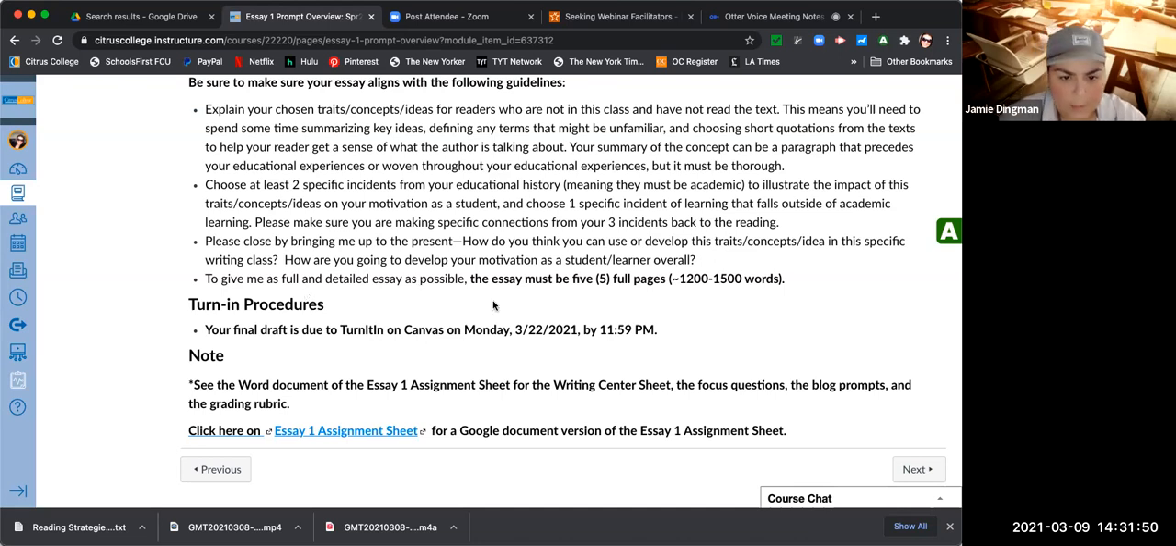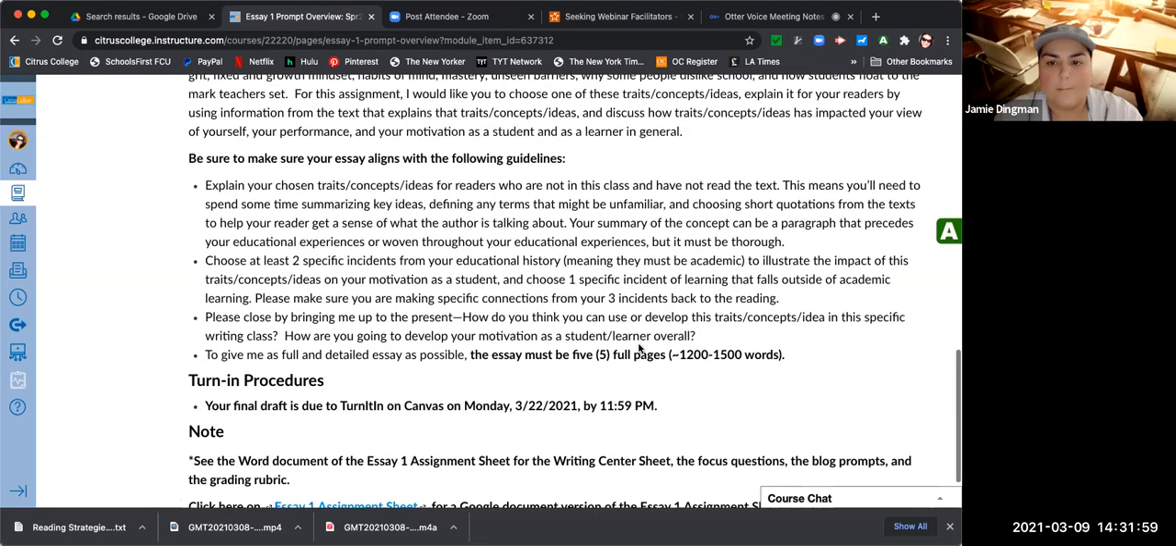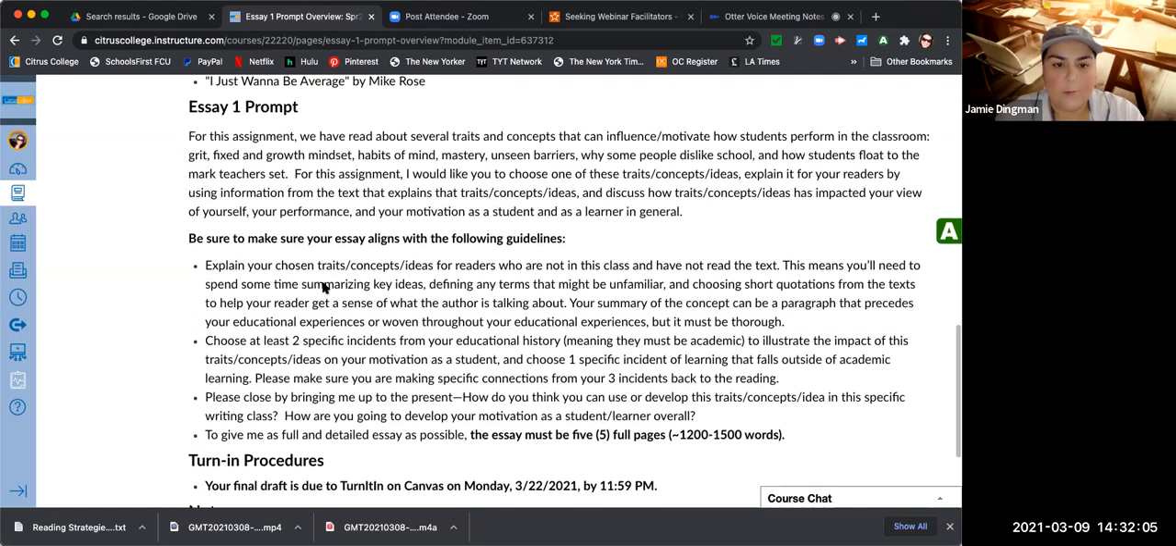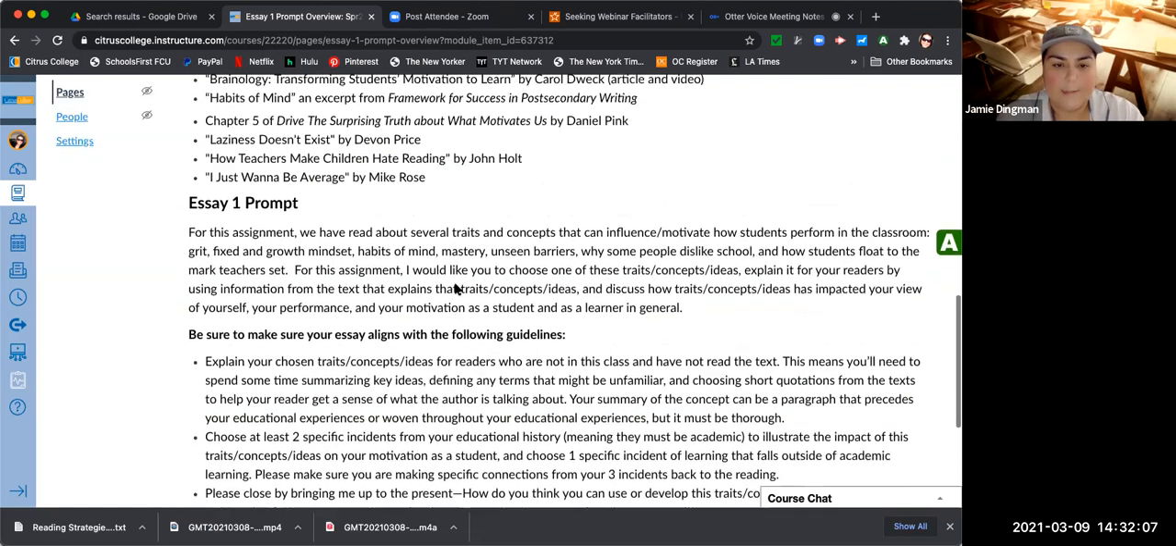Okay. I do have the assignment sheet, this exact prompt, in a Google Doc here, and you can see the rubric, how I'm going to be grading you, and we'll talk about that a little bit later as we start getting into drafting the essay. But I want to talk a little bit about how you write about yourself for this essay, right?